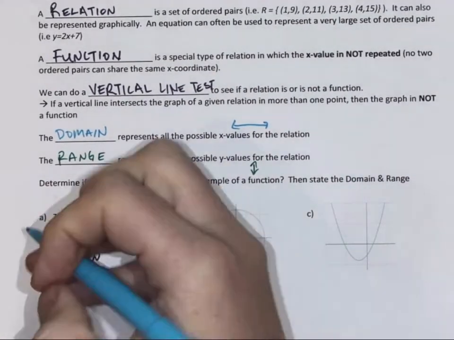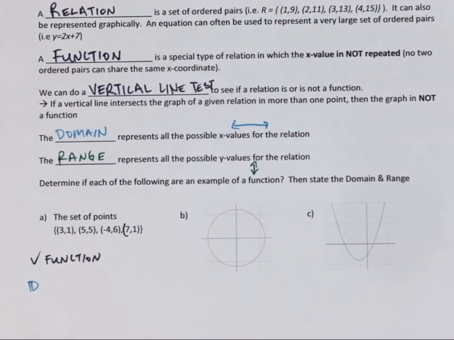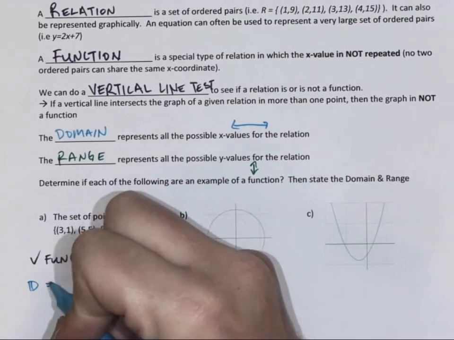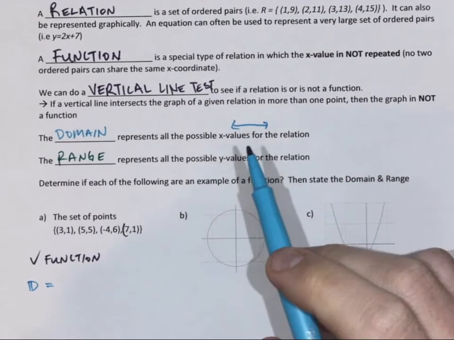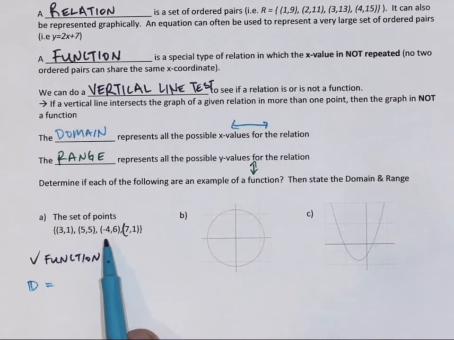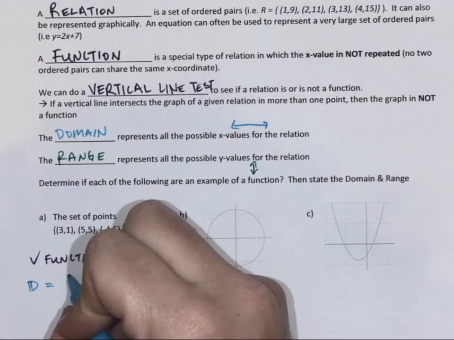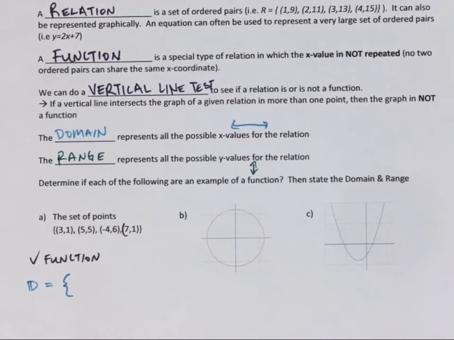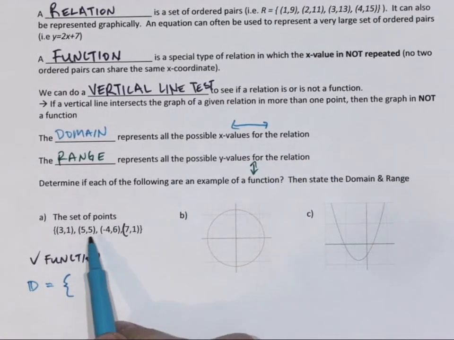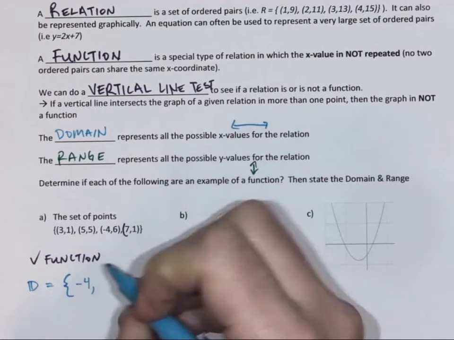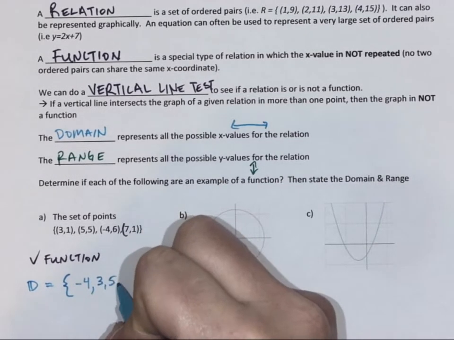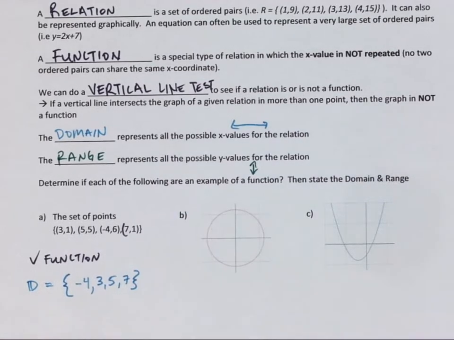For the domain, I'm going to write the letter D to state that this is my domain. I can write an equal sign. And for this specifically, the only possible values that x could be are 3, 5, -4, and 7. So I use these squiggly brackets for domain and range. And I want to put these numbers in ascending order, meaning from lowest to highest. And I close it off. So the only possible values of x in this set: -4, 3, 5, and 7.